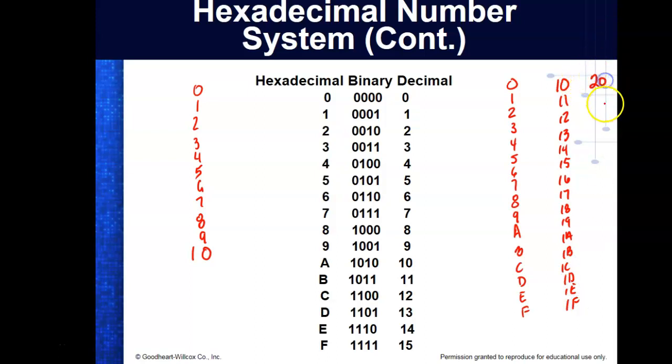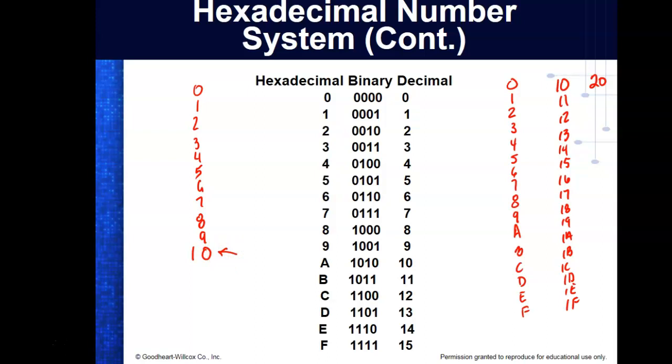2, 0. 2, 0 is twice the base, right? So that's actually equal to 32. Then I would count 2, 1, 2, 2, 2, 3, 2, 4, 2, 5, 2, 6, 2, 7, 2, 8, 2, 9, 2, A, 2, B, 2, C, 2, D, 2, E, 2, F, 3, 0, right? So that's the way we count. That equals the base.